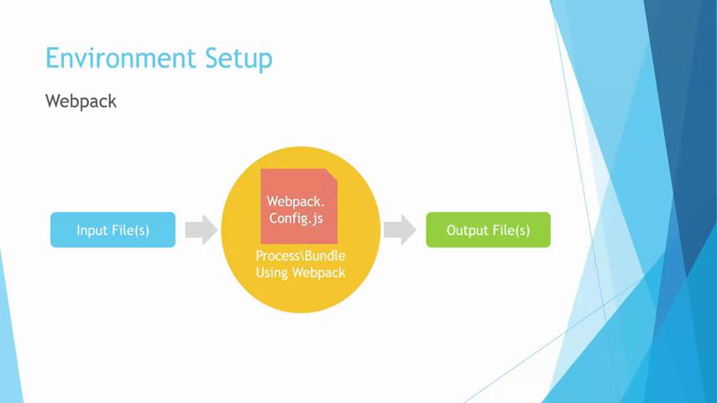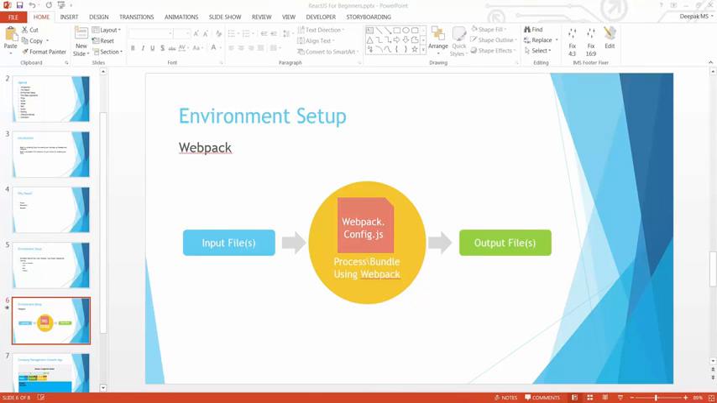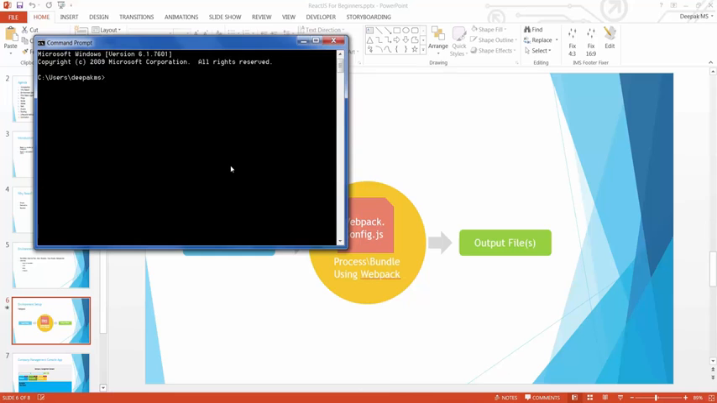Let's see a simple example in action to demonstrate how we can use Webpack to create a single JavaScript file. First off, open your command prompt and install the package called Webpack. You can install it with your command npm install or just i, both are same. Webpack, the package name, -g, which stands for global. So this says that Webpack should be installed globally.